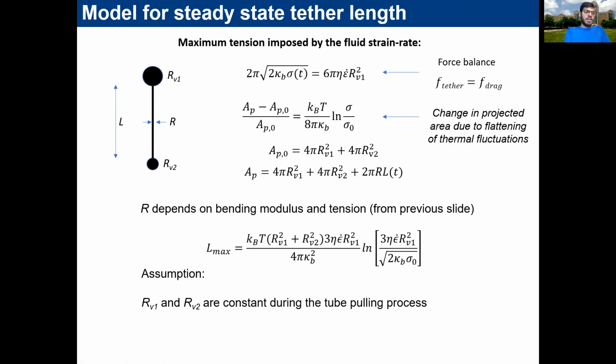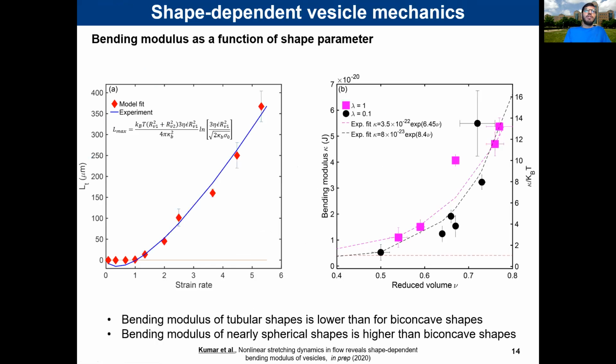Now, you can do some theoretical modeling using the Helfrich theory, and you can obtain the steady state length of the vesicles as a function of the strain rate, bending modulus, and the surface tension of the vesicle. And after building this theoretical model, we can fit this theoretical model into the experimental data of the steady state length as a function of the flow rate. So we see that when we fit this model, essentially, we get a really good fit.